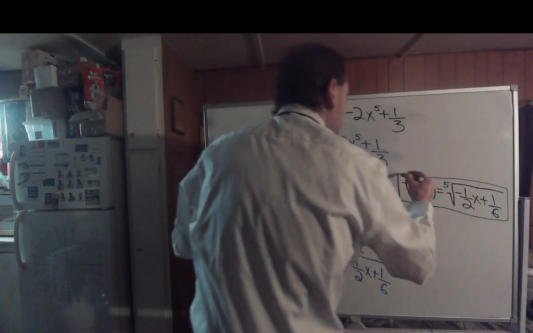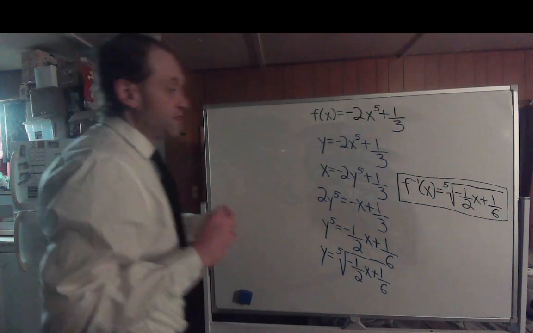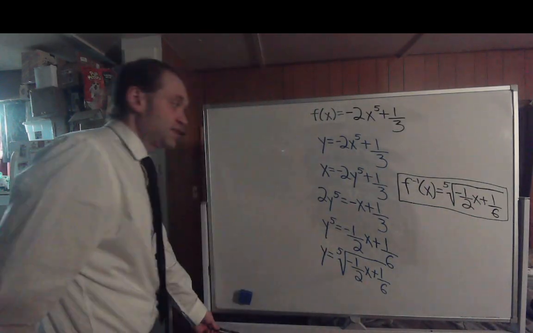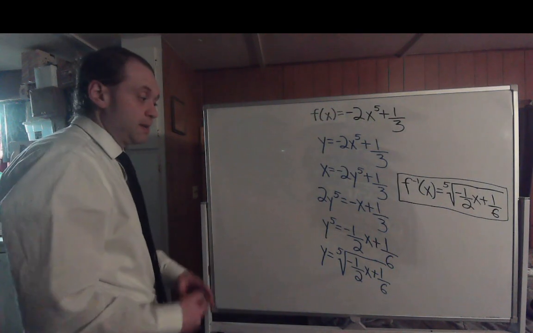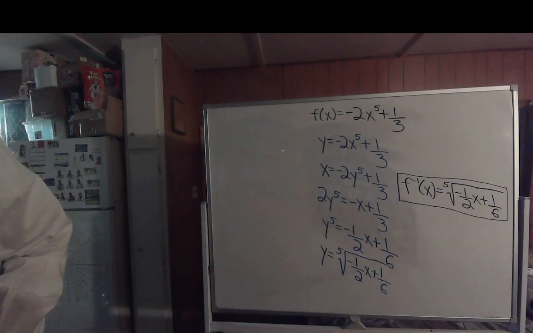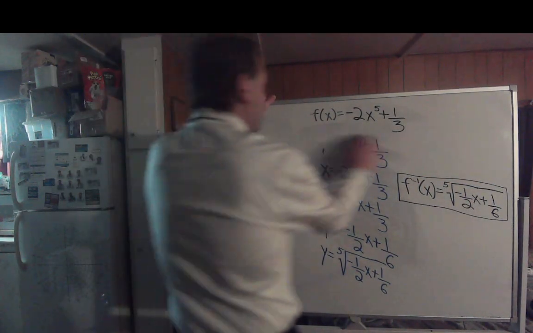So what an inverse, huh? But yeah, f inverse of x would equal the fifth root of negative 1/2 x plus 1/6. That's exactly what you'd end up getting. I think I got about 4 more here.